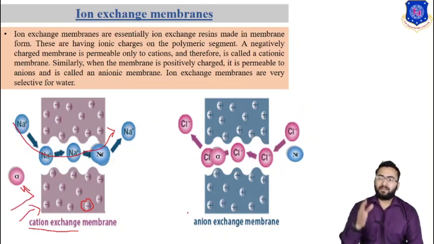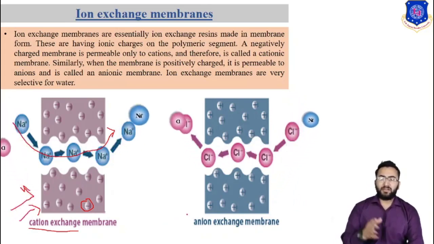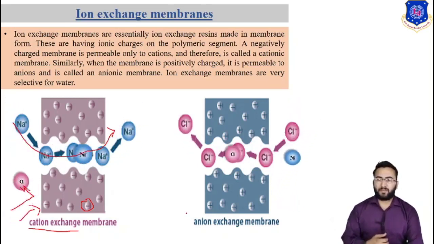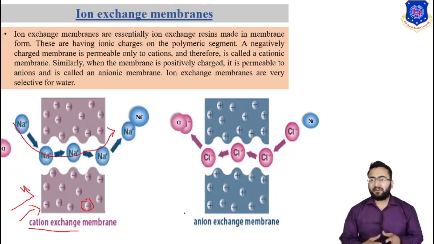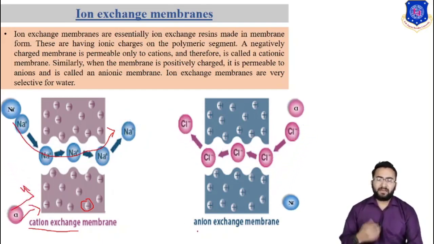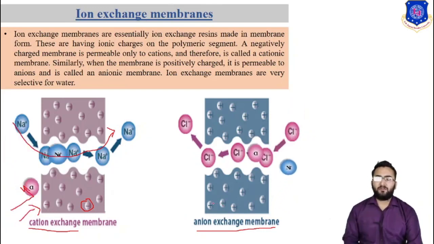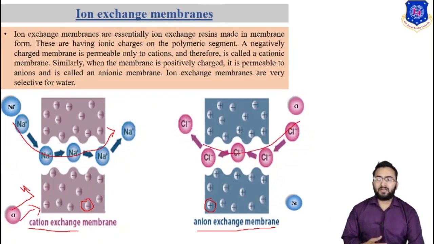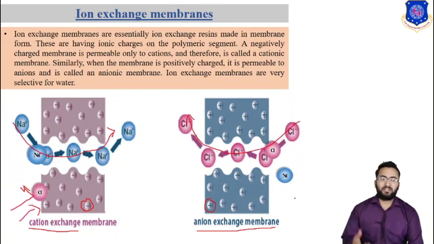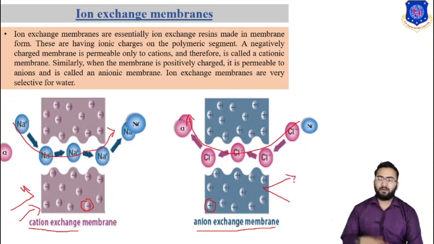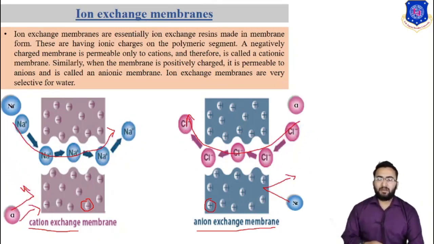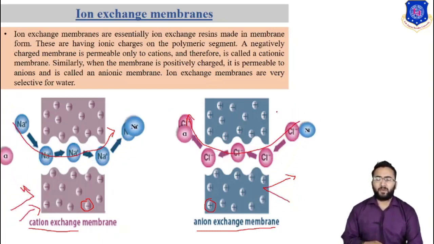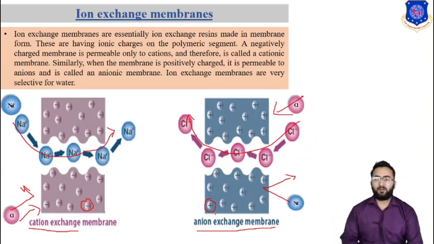Similarly, when the membrane is positively charged, it is permeable to anions and is called an anionic membrane. Ion exchange membranes are very selective for water. In an anion exchange membrane, the charge of the membrane is positive. That's why it can only pass the negatively charged ion or anion, and it rejects a positively charged ion, which is known as a cation. So this membrane can only pass negative ions, or anions. That's why this type of membrane is known as an anionic membrane.